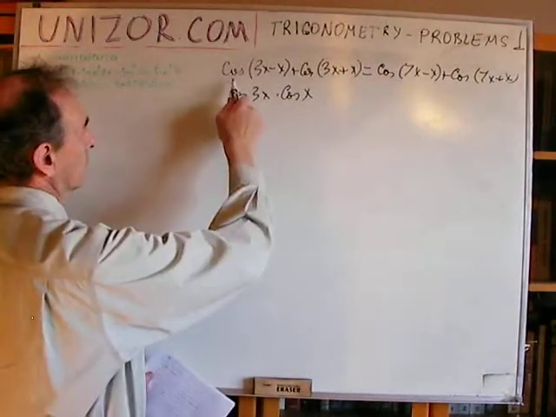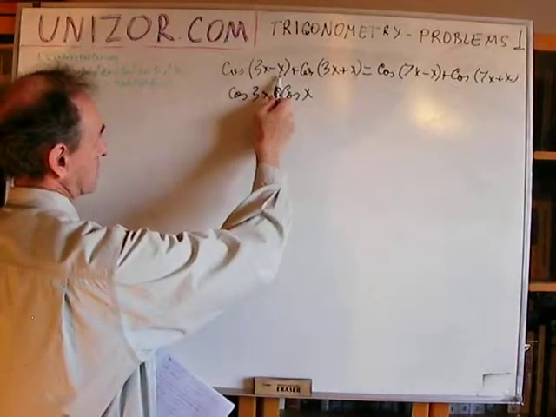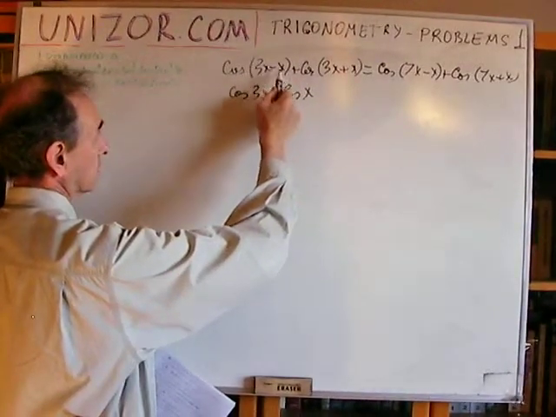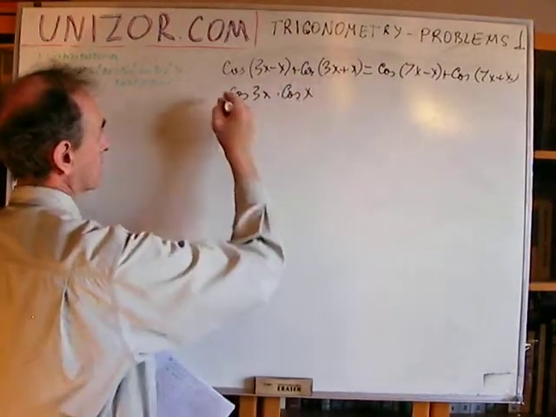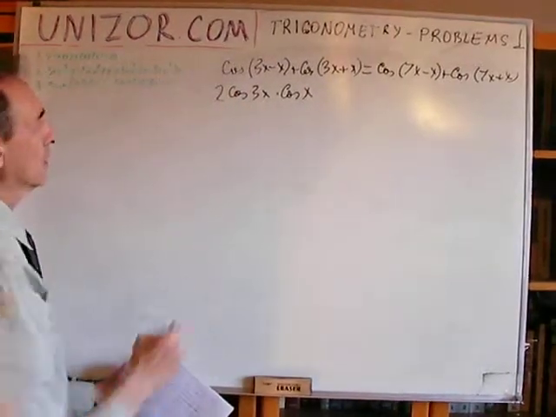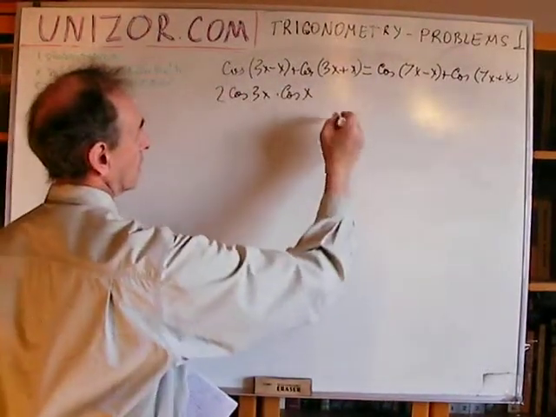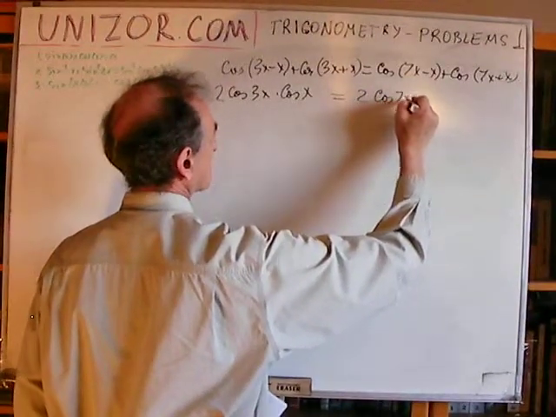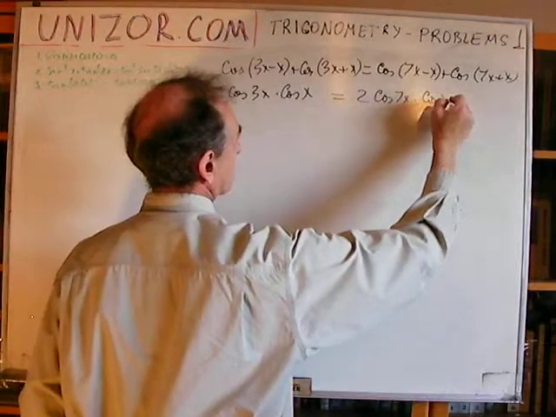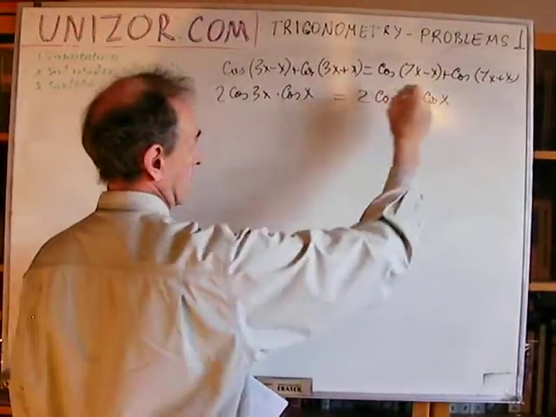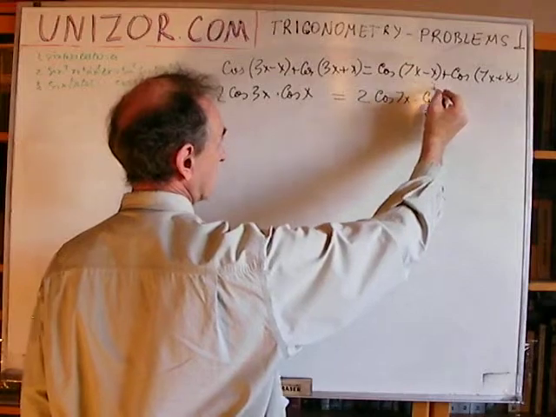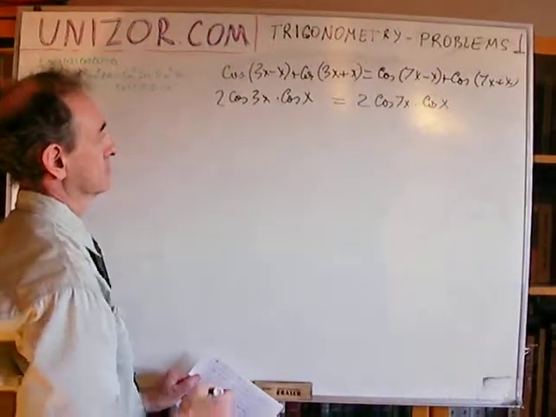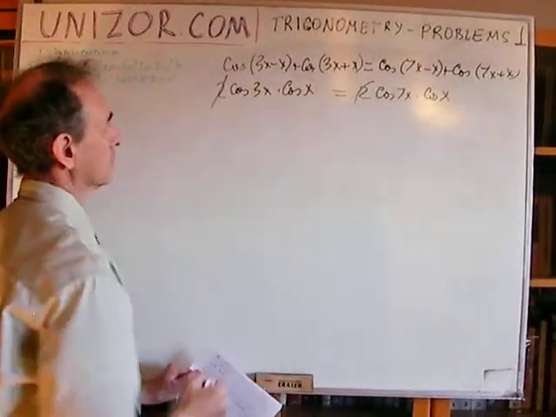Right? Cosine 3x times cosine x plus sine times sine, and this is minus. Actually, there is a multiplier 2, one from here and one from there. And here is the same thing: cosine 7x times cosine x, then plus sine times sine, and this will be minus sine times sine. So that's exactly what will be left. And obviously I can reduce by 2.